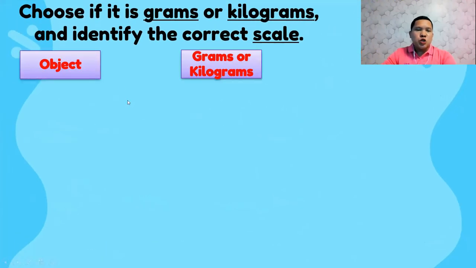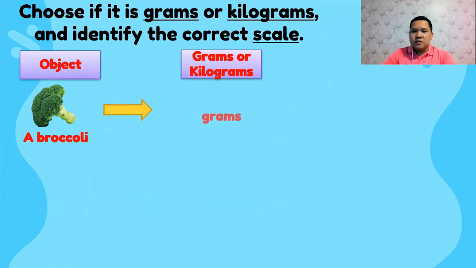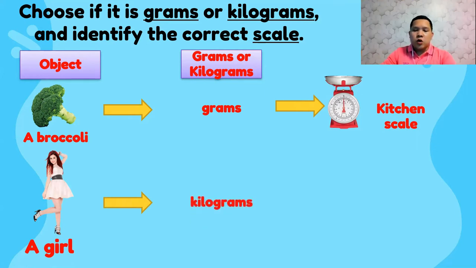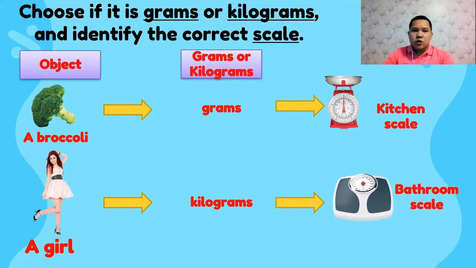Choose if it is grams or kilograms and identify the correct scale. For example, a broccoli. Is it grams or kilograms? Right, it's grams. And we're going to use a kitchen scale for broccoli. How about this girl? Grams or kilograms? Right, we're going to have kilograms for this. And we will use a bathroom scale.